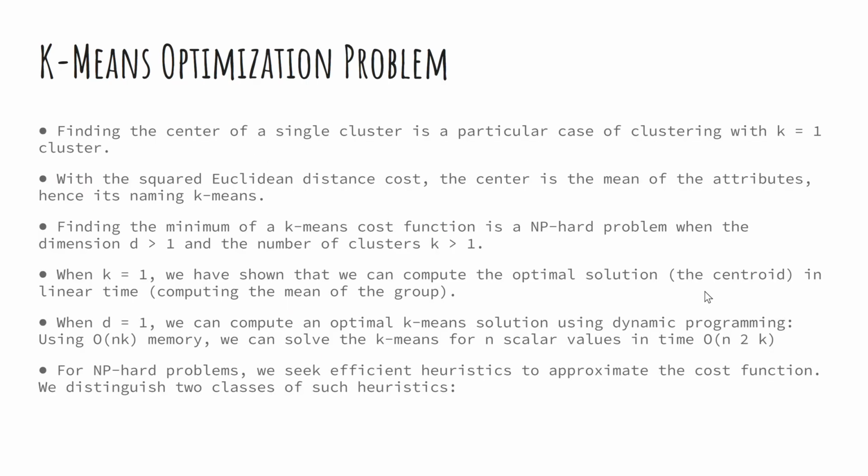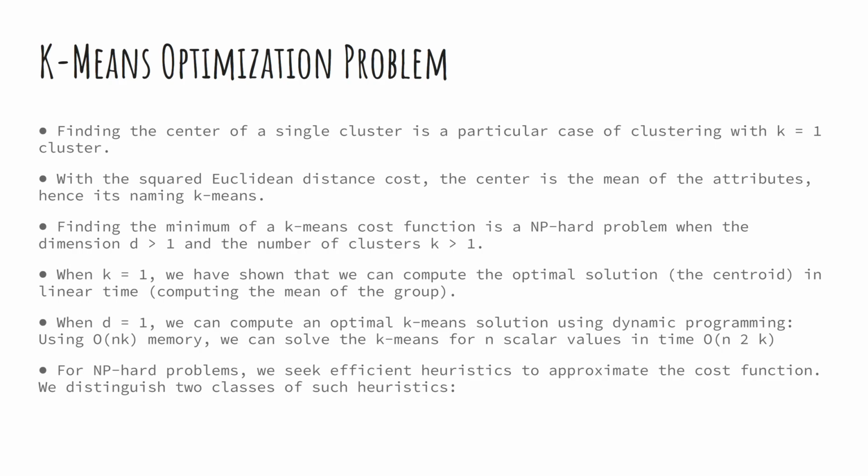K-means optimization problem. Finding the center of a single cluster is a particular case of clustering with k equals 1 cluster. With the squared Euclidean distance, the center is the mean of the attributes, hence the name k-means. Finding the minimum of the k-means cost function is an NP-hard problem when dimension d is greater than 1 and the number of clusters k is greater than 1. When k equals 1, we can compute the optimal solution, the centroid, in linear time by computing the mean.